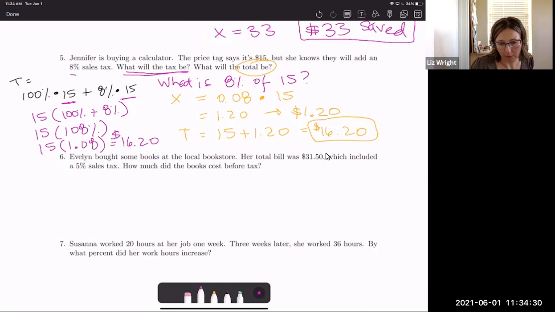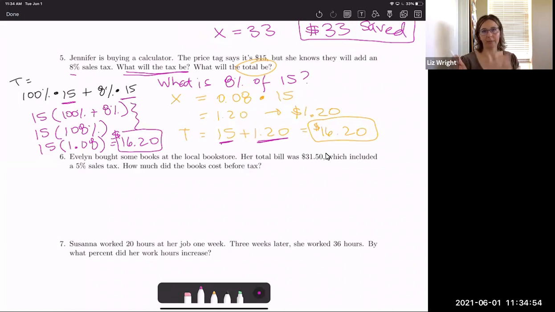16.20. Shocking, I know. But it's going to be $16.20. So look at what we did here. That's exactly what we did. Here's 100% of the cost of the calculator. Here is 8% of the cost of the calculator, and then we added them together. Well, we're going to use this type of shortcut on the next problem because we're thinking 100% of the cost of the item plus the tax of that item is going to equal our total amount, right?